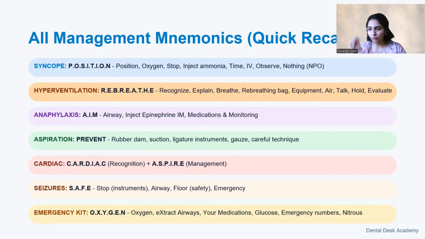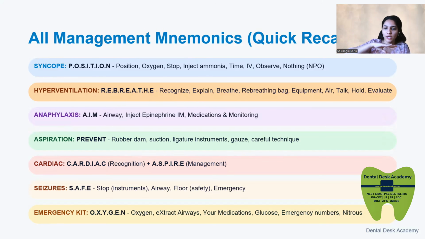For a quick recall, just remember SPORT. Stop the procedure, position, oxygen, ABCs, check the ABCs, reassure and take vitals, do the treatment, call the ambulance. So for syncope, broadly, position is Trendelenburg. Oxygen, stop the procedures. You can give spirit of ammonia to revive the patient, nil per oral. So this is the management for syncope.